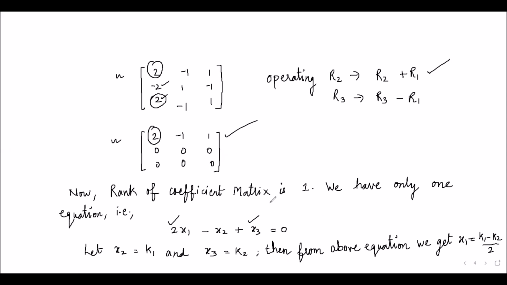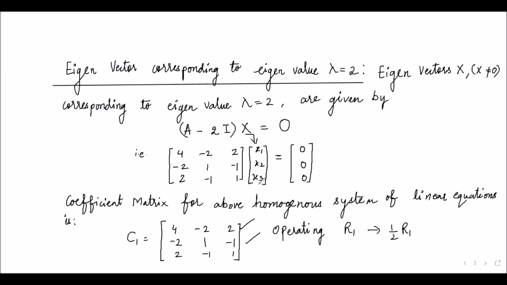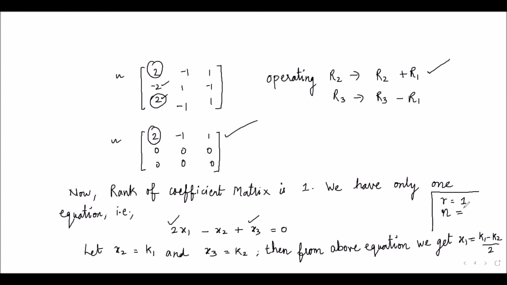Now, here rank is 1. And the homogeneous system of linear equations which we are solving so that we can find out the eigenvector x has how many unknowns? We have 3 unknowns here. We can see here 3 unknowns, x1, x2, x3. So what is n? n is 3.